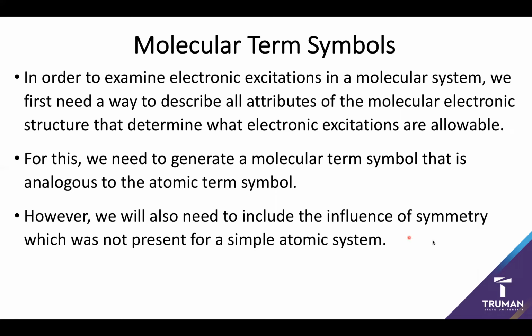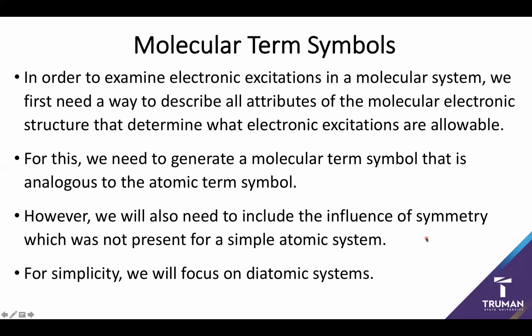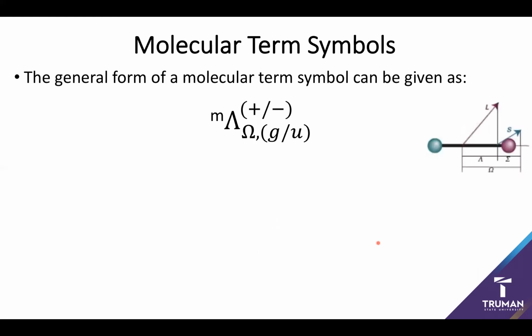So, as you can imagine, especially these symmetry elements get a little bit messy for full molecular systems. So, we're going to try and focus on diatomic systems. In practice, you'll often try and assign a molecular term symbol for some small part of the molecule where we're looking at the excitations in question. This will help simplify things. But looking at a diatomic system, we're going to have a general form of our term symbol that, let's be honest, is a little bit more crowded than our atomic term symbol. So we're going to analyze this term symbol by breaking it down in parts.